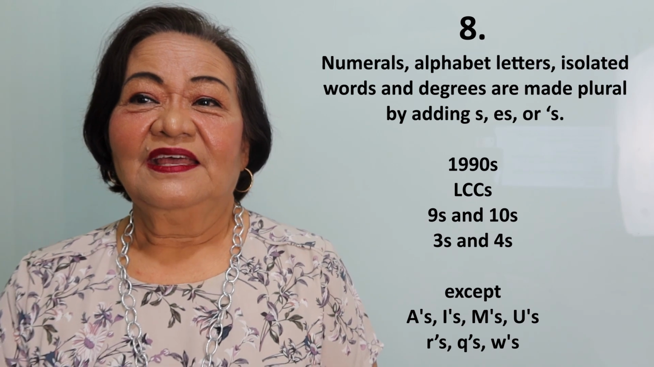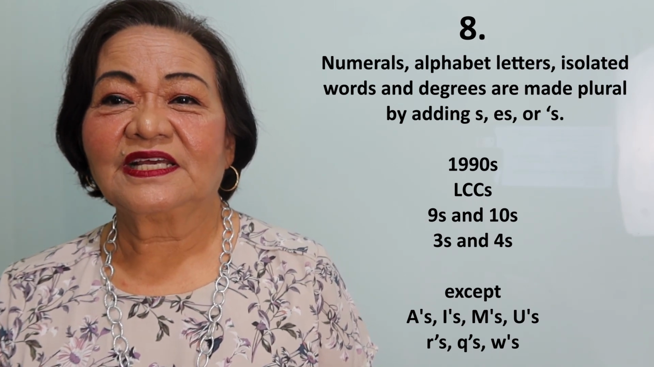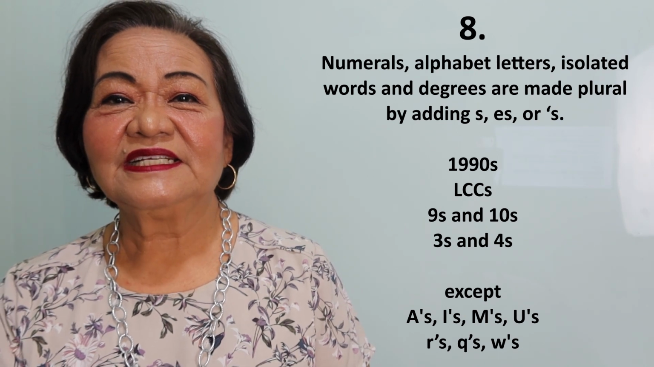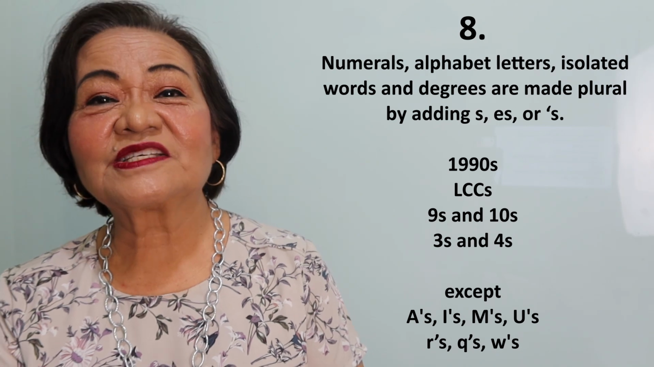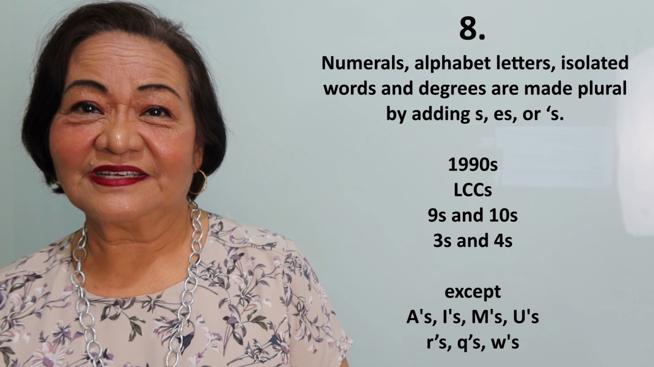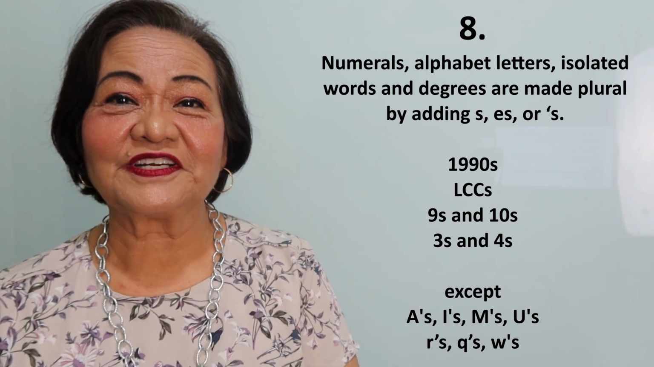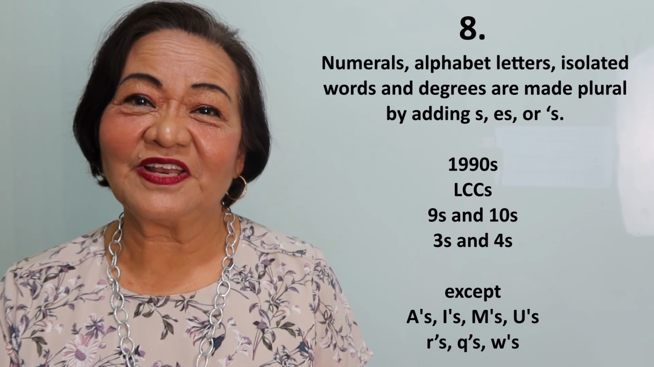Okay? And what about numbers? You go by 9s and 10s. Just 9s, small s, 10s, small s. Go by 3s or 4s. 3, small s, 4, small s.